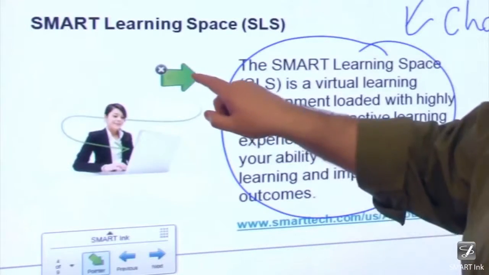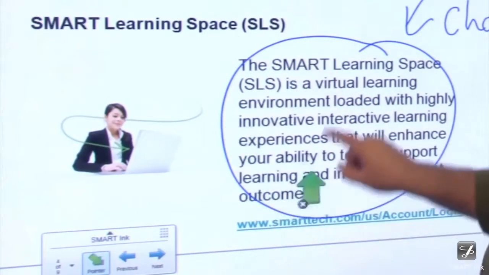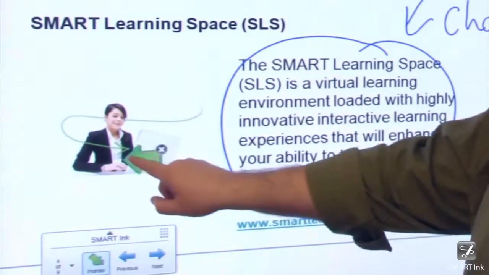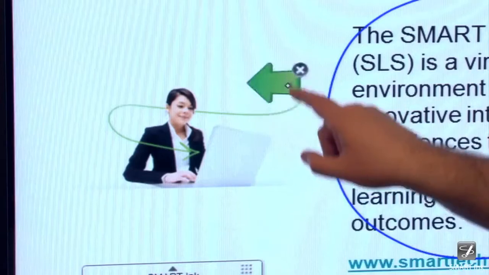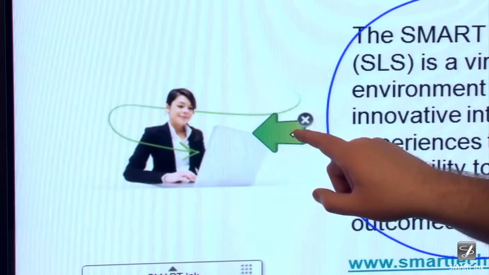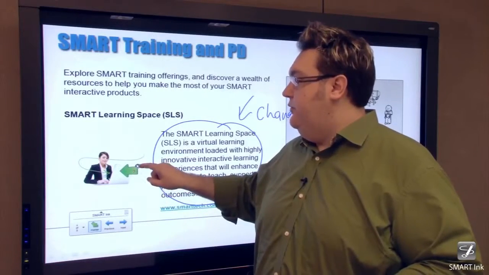I can pick up the pointer tool and move it around, and it will follow me and point to the thing that I want it to point. I can also move it without changing its orientation by grabbing the tail of the pointer. I'll just dismiss this pointer.